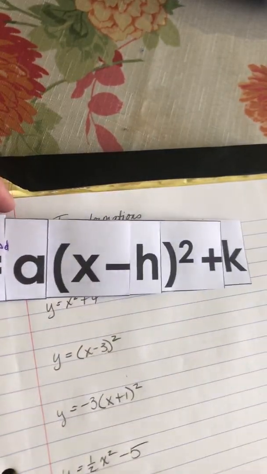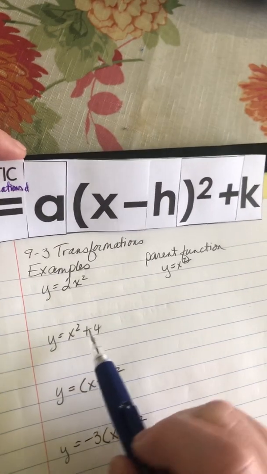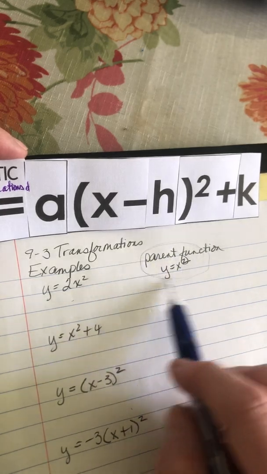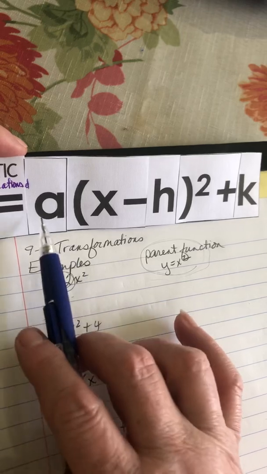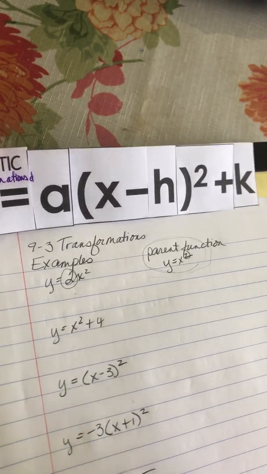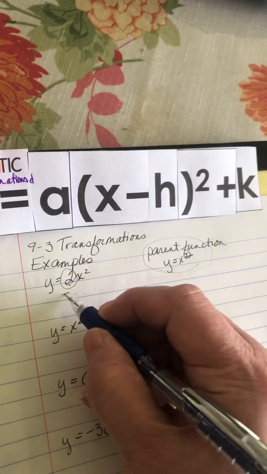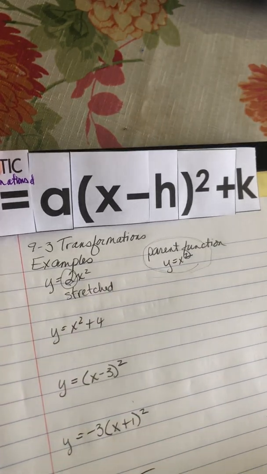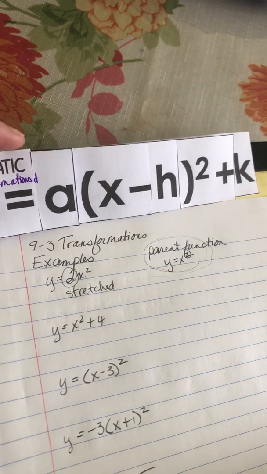Let's look at some examples. If I've got y equals 2x squared, my parent function is y equals x squared. What's different? Well, it's got this 2. Well, 2 is an A. And we know that A tells you stretched, compressed, or reflected. So this 2 tells me stretched. That's all it tells me. I don't have anything else. I just have an A.